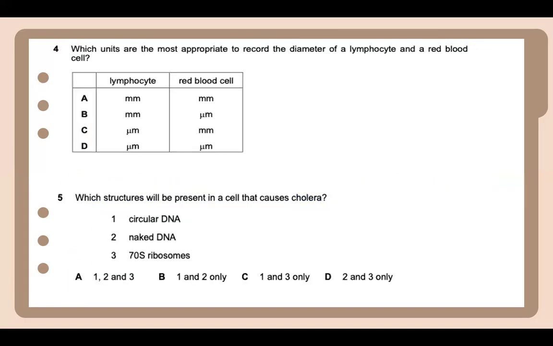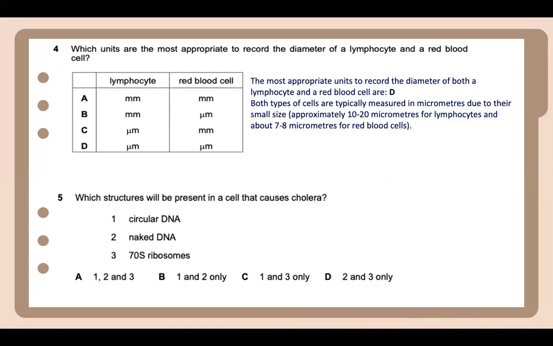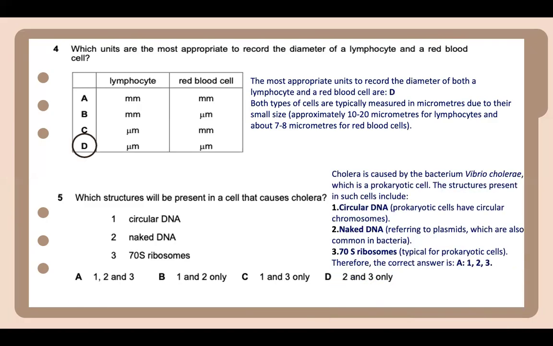Which unit is most appropriate to record the diameter of a lymphocyte and a red blood cell? The most appropriate unit to record the diameter of both a lymphocyte and a red blood cell is D. Both types of cells are typically measured in micrometers due to their small size, approximately 10 to 20 micrometers for lymphocytes and 7 to 8 micrometers for red blood cells.